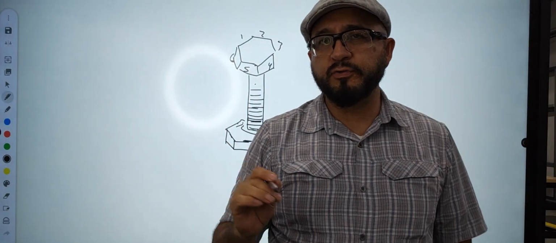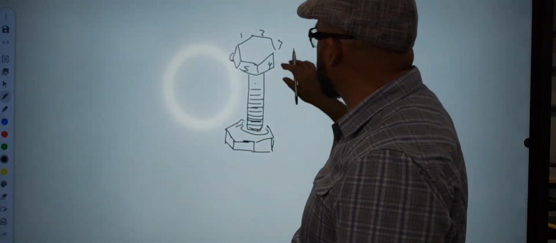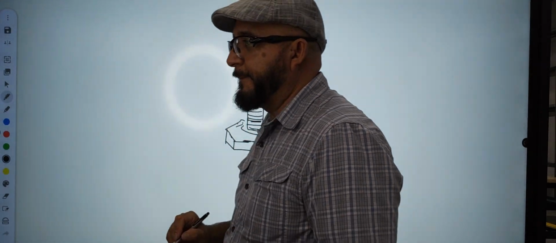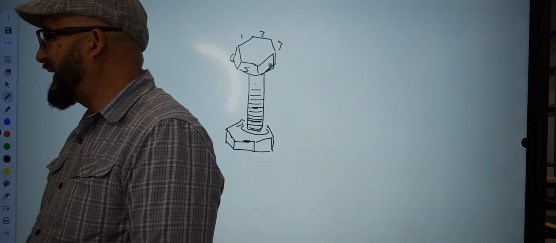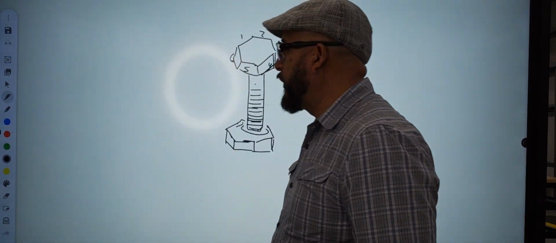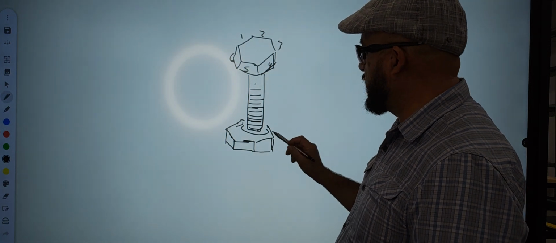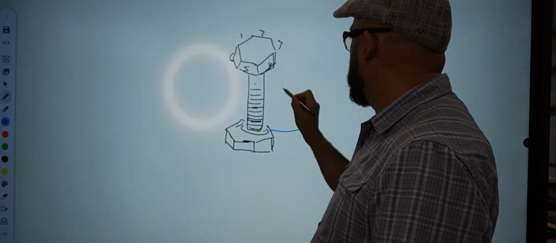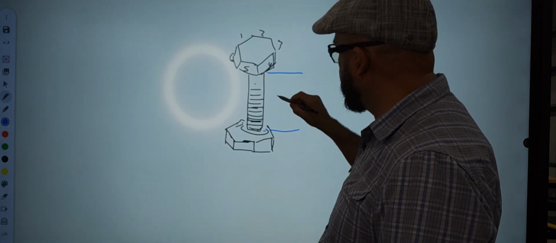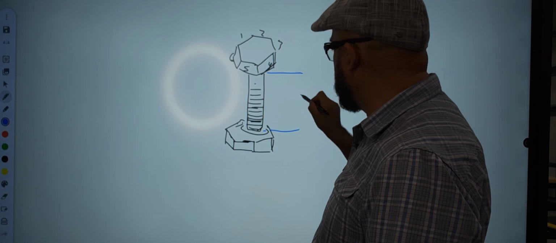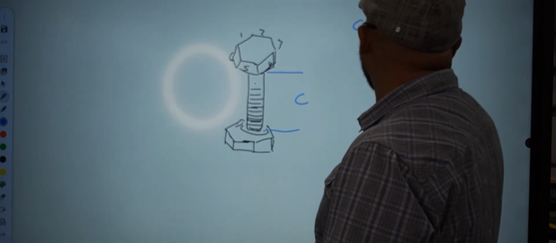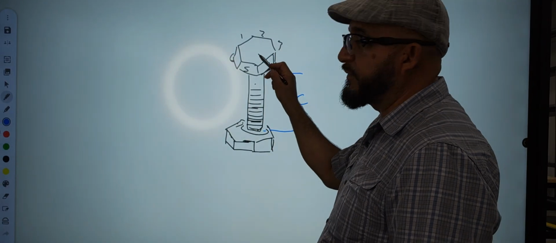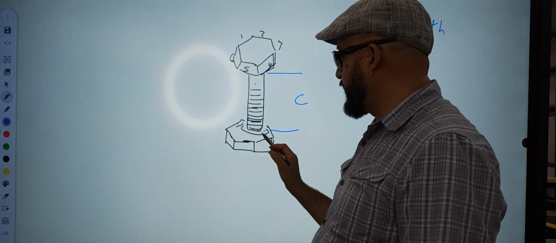Now there are certain things that you have to know about bolts so that you can pick the right bolt. One of the things you have to know is the length of a bolt. This is the bolt, this is the nut down here, and the length is usually from right here to right here. That's the length of the bolt. Let's call this C, and C is the length. Some people think it's from here to the top of the head. It's not. On a bolt it's from here to here. That's the length.